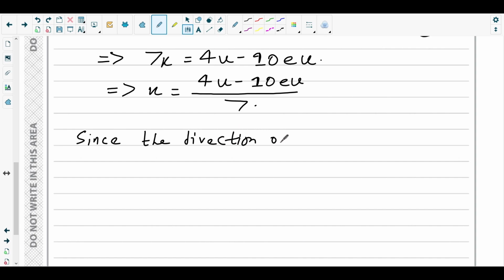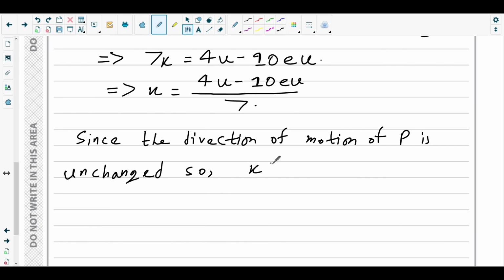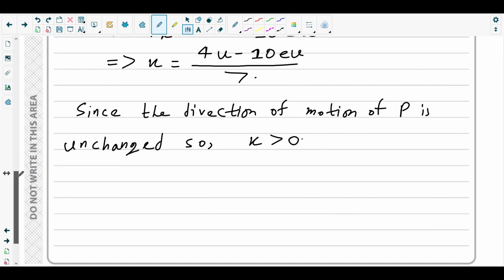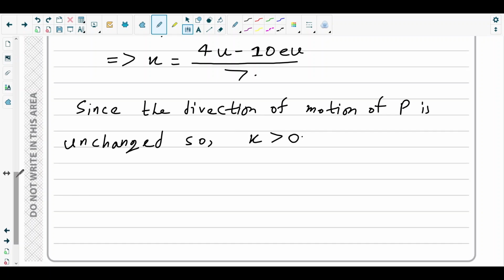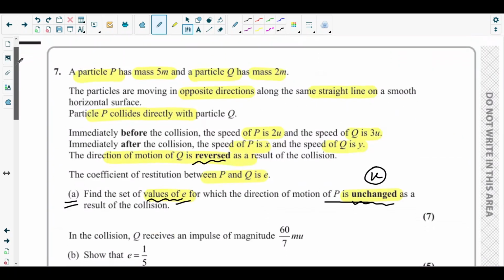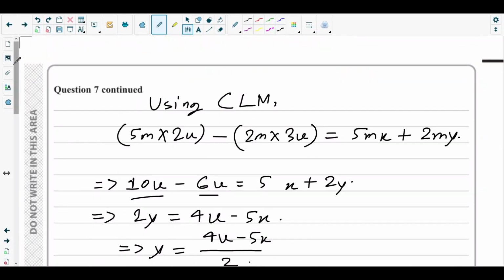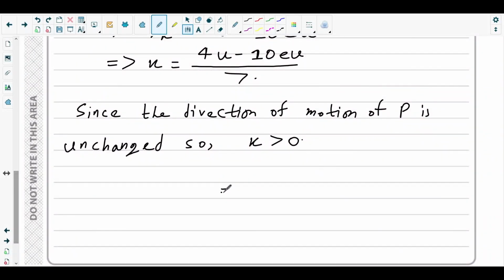Okay, so since the direction of motion of P is unchanged, x should be greater than 0, because it should be positive. We considered the right direction positive, and x should be positive because to the right direction we have considered positive. That's why x should be positive. So you will get 4u minus 10eu greater than 0.